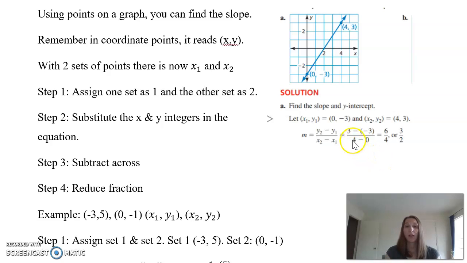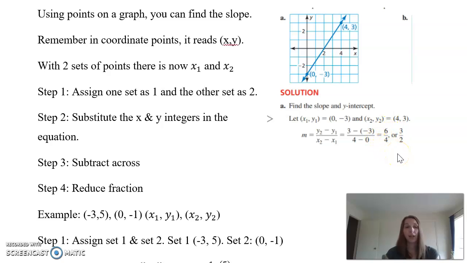Then we need to do the bottom. 4 minus 0. Keep, change. 4, change this to plus. -0, it doesn't matter. Anything plus or minus 0 is going to remain the same. So here we have 6 over 4.